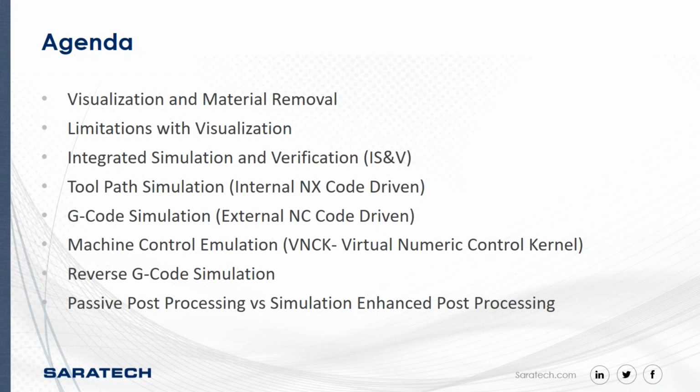processor. And then I'll show you a brief explanation on what the machine control emulation is, or VNCK, virtual numeric controller kernel. And then we'll also go through running a G-code simulation from a G-code file, an MCF file, which is called reverse simulation. That will be exactly the same as something like VNCK. And then we'll talk about passive post-processing versus simulation enhanced post-processing.